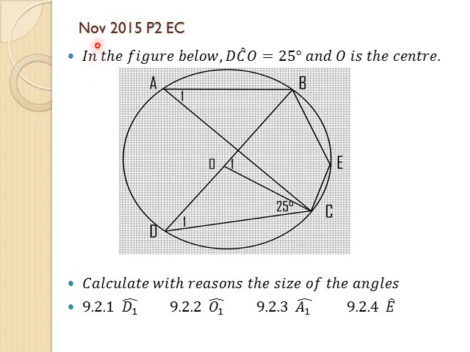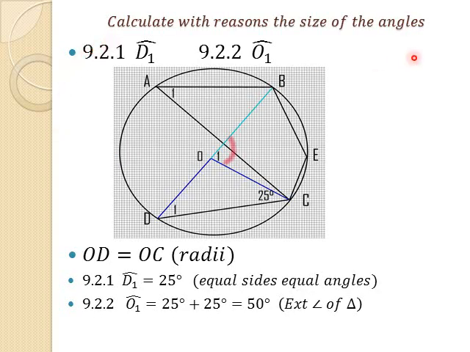Right, so in the figure below, we're working from November 2015, paper 2, Eastern Cape. The figure below, TCO equals 25 degrees, and O is the center. They say calculate with reasons the size of the following angles: angle T1, then O1, then A1, and then angle E. Right, so let's solve the problems. I'll start with T1 and O1.